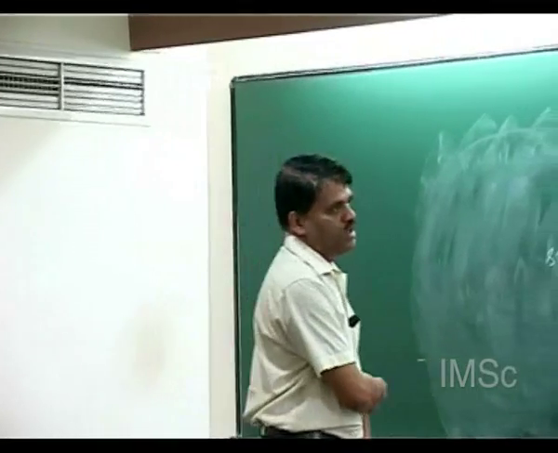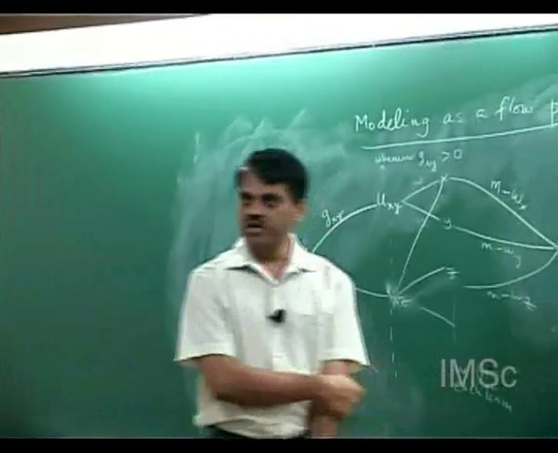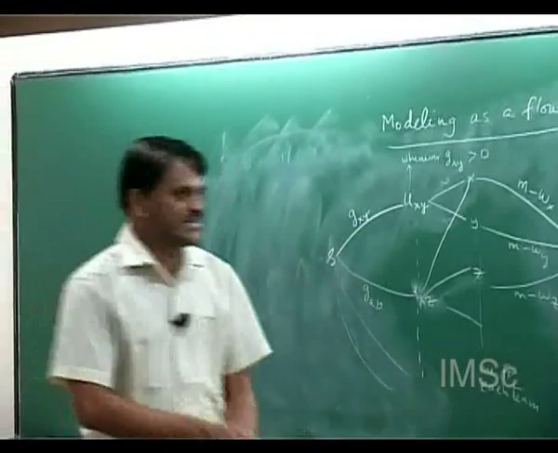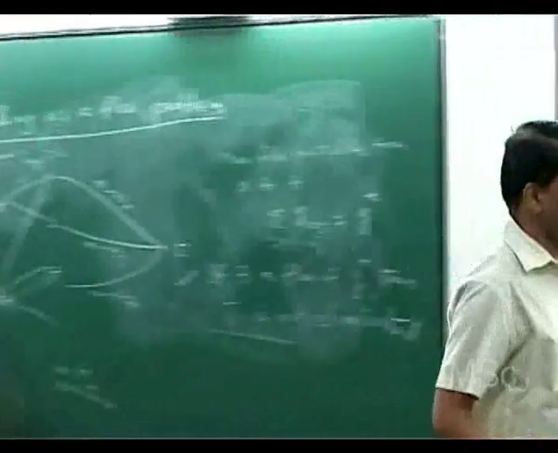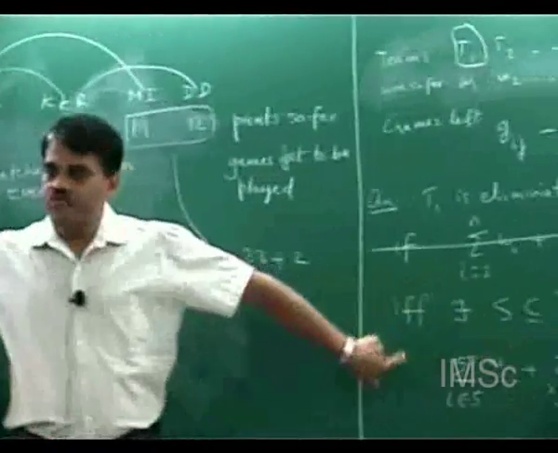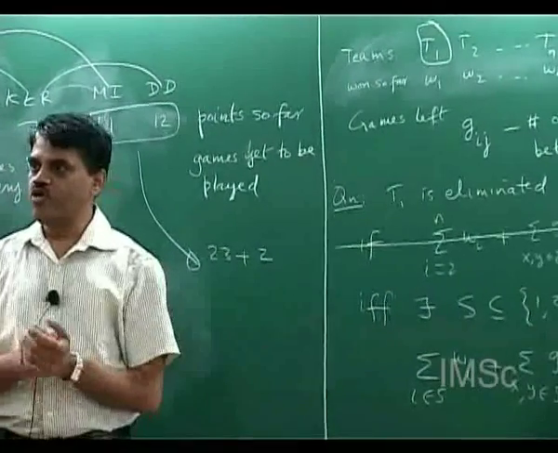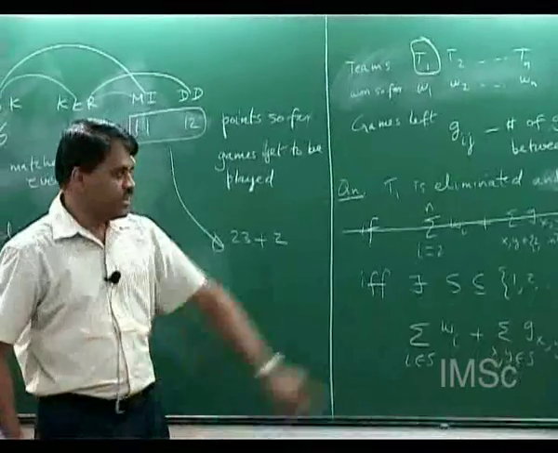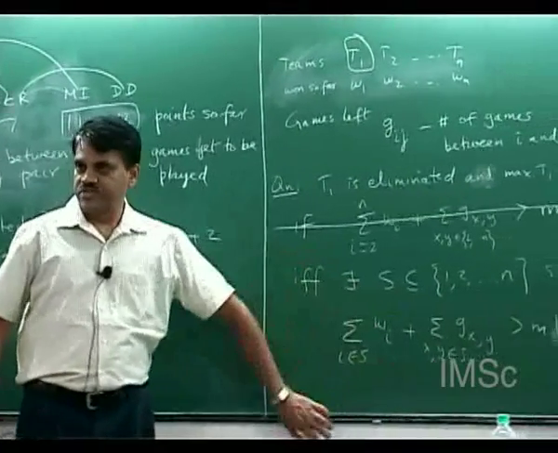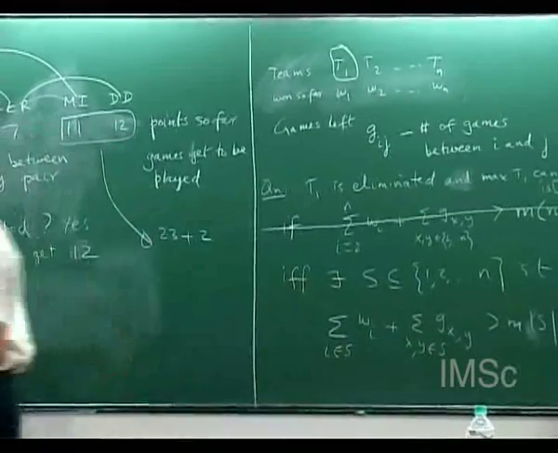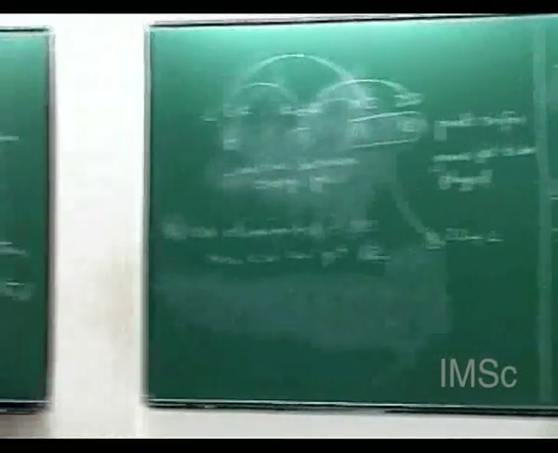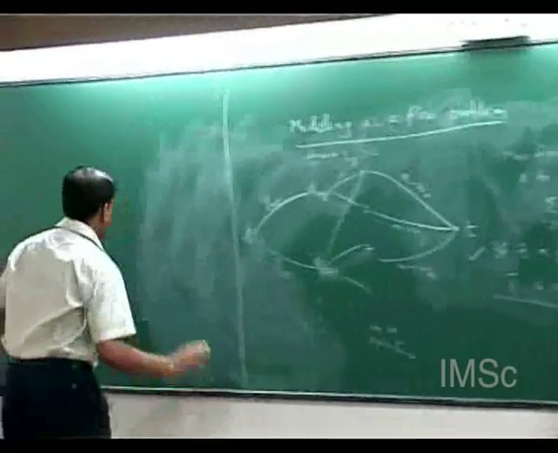If not, what do I want to show now? To show this statement, that if you don't achieve the maximum flow, then I want to argue that there is some subset that satisfies this constraint. Okay. And for that I am going to appeal to the max-flow min-cut theorem. What is the max-flow min-cut theorem?